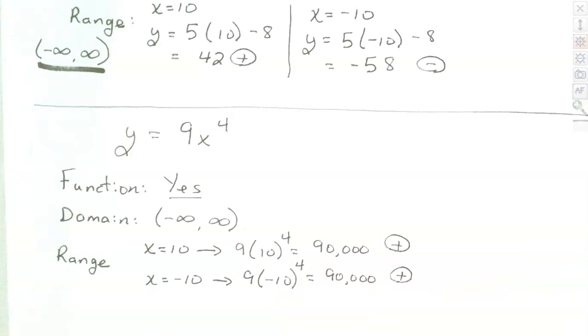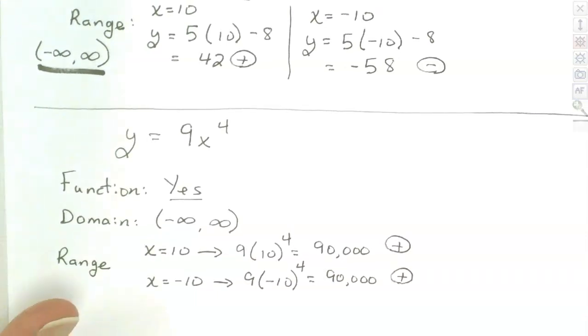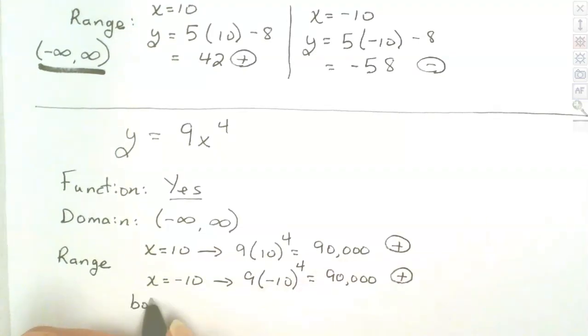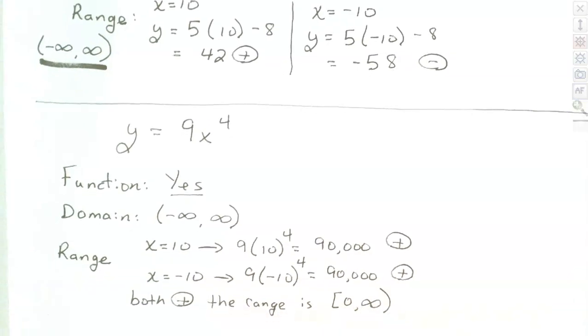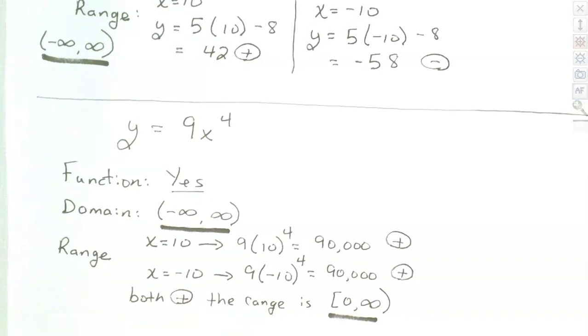So what kind of numbers do I get out? Did we get any negative numbers here at all? No, they are only positive, and the smallest number I can ever get out is 0. So since these are both positive, the range is 0 to infinity. So there's your range there, 0 to infinity.